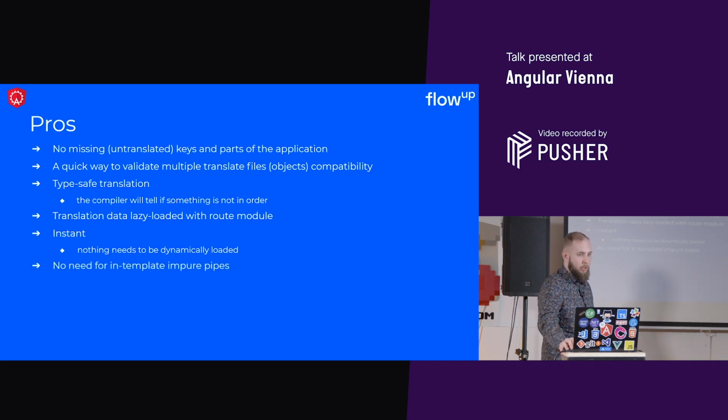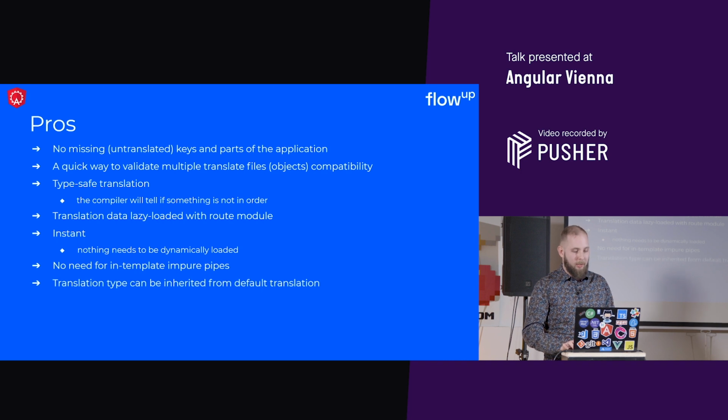There is no need for an in-template impure pipe. If you want them, you can use them if you have it in state management, for example, but there is no need for them because you can access the plain object. And the translation itself can be inherited from the default translation. So you don't have to type it manually. You don't have to do the manual typing of the whole interface. You just do the type of something and it will just work.